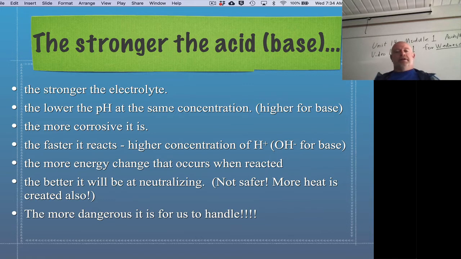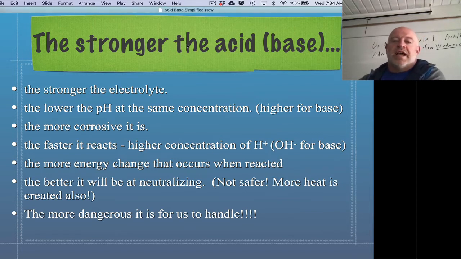Now, why do we care? Okay, so all this stuff about strength of acids, why do we care? What does that do for us in terms of the chemistry? Well, there's some conceptual things that we can take a look at because we're not diving deep into the math here. First is, the stronger the acid, the stronger the electrolyte, okay? So you're going to get more electrolytic behavior out of that, okay? The stronger the acid, the lower the pH at the same concentration, or the higher for a base, okay?